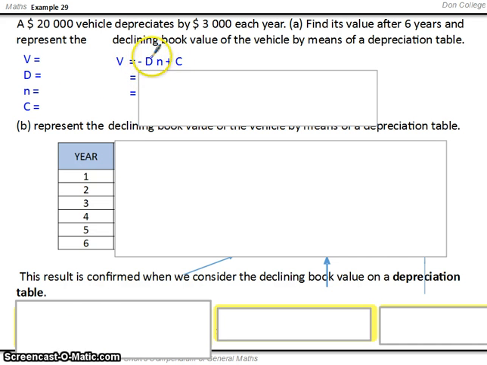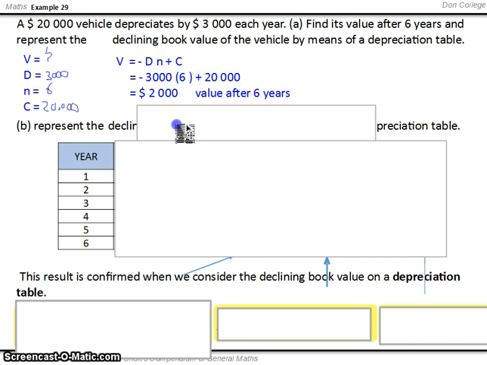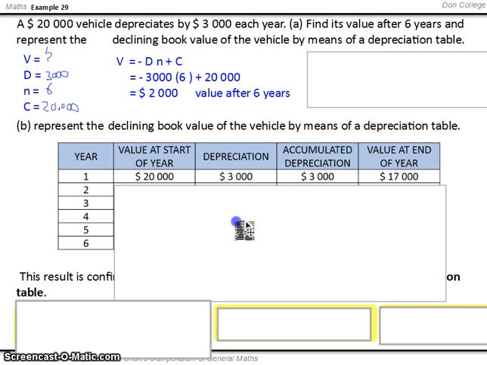D is how much it decreases by, so this is going to be 3,000. C is what it started at, which is 20,000. And n is the number of years, which is 6. V, we don't know yet. If we put these values into our formula here, we can calculate that it will be worth $2,000 after 6 years. Now we can put this information in a table like this.